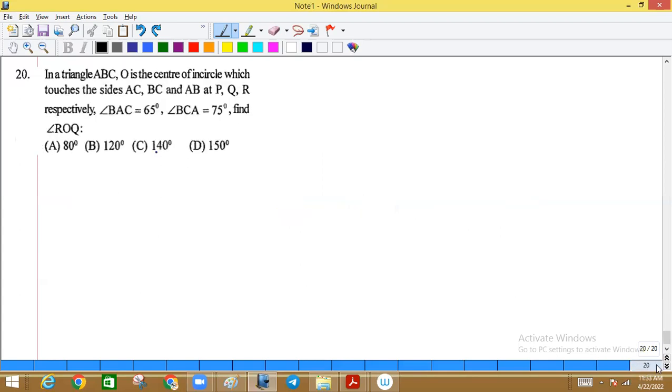In a triangle ABC, O is the center of the incircle which touches the sides of AC, BC, and AB at P, Q, R respectively. A given, C given. Can you tell me what is B? A is 65, 75 means 140.